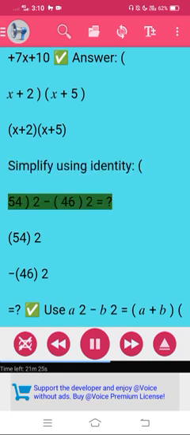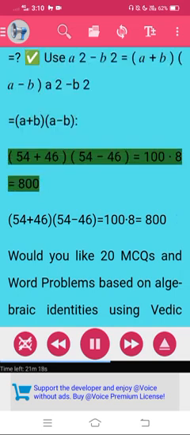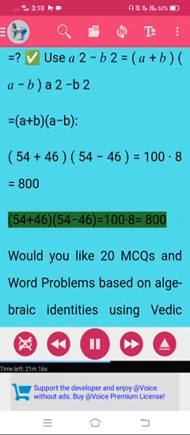Simplify using an identity: 54² − 46². Use a² − b² = (a + b)(a − b). So (54 + 46)(54 − 46) = 100 · 8 = 800.